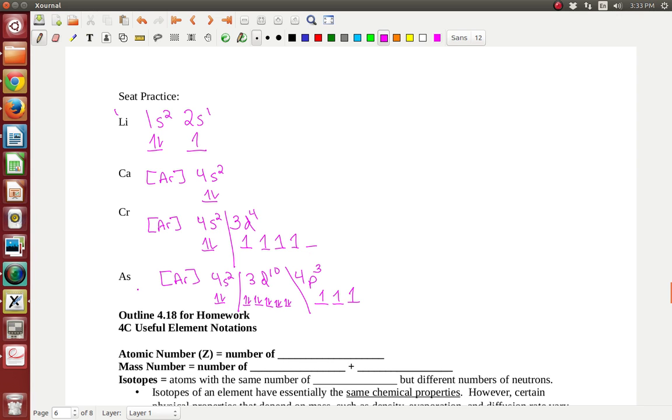And then for arsenic, you also have argon, and you have 4s2 and 3d10 and 4p3, because it goes down in the middle and back up to level 4, and it's in the third position, so we have 1 electron spinning up for all of them.